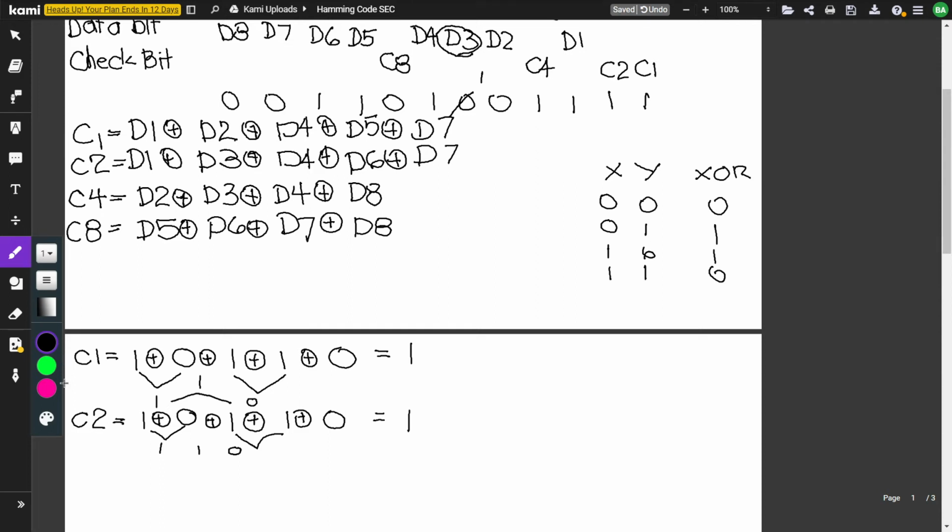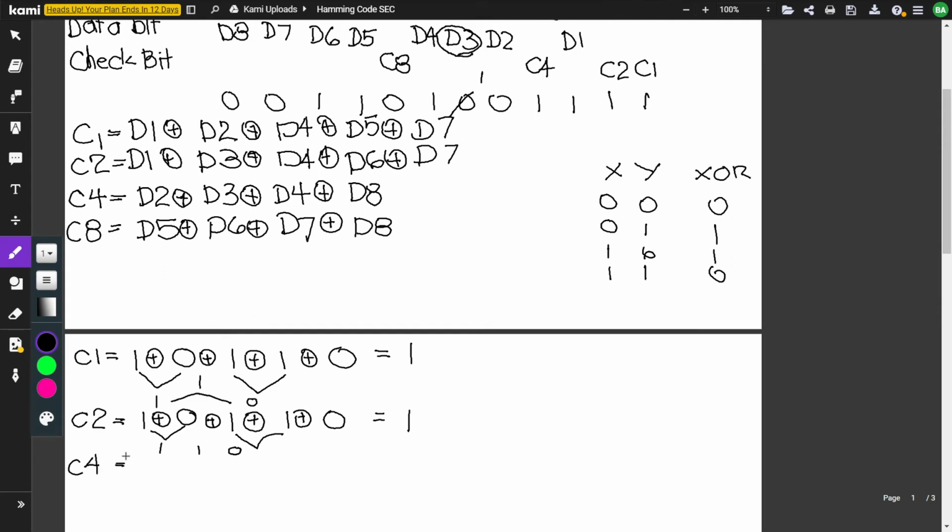Next we have C3. It's not C3, let's erase it. Let's change it to C4. I'm sorry for that.